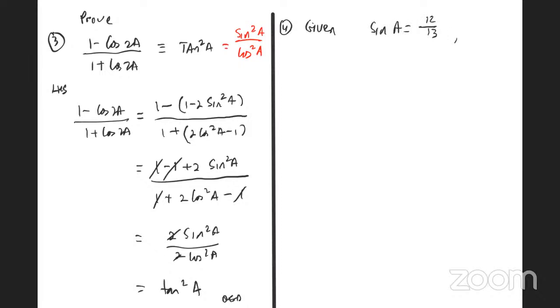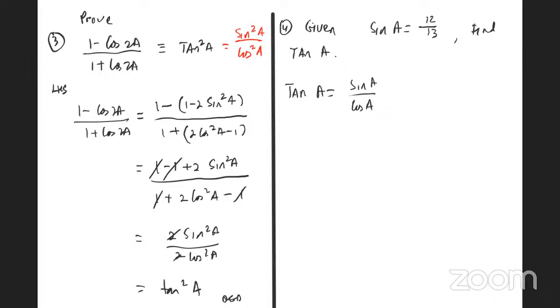Let's just start with sine A is 12 over 13, and I want you to find tan A. How are we doing that? Well, we know that tan A is equal to sine A over cos A. We know what sine A is already, so we just have to figure out what cos A is.